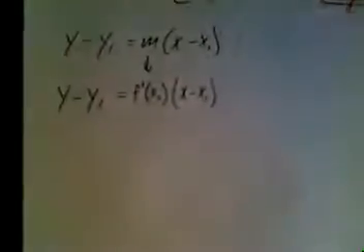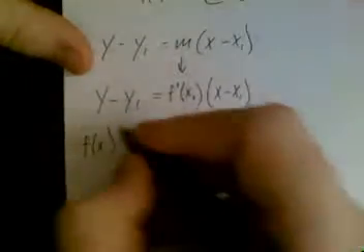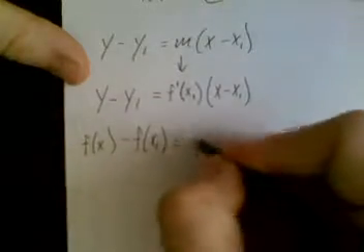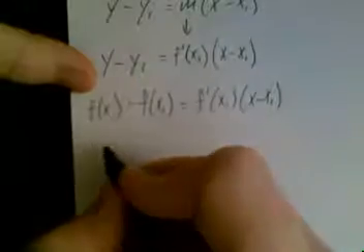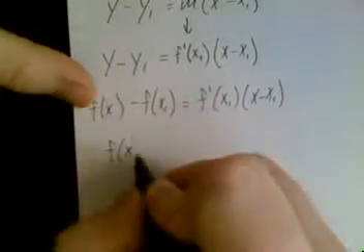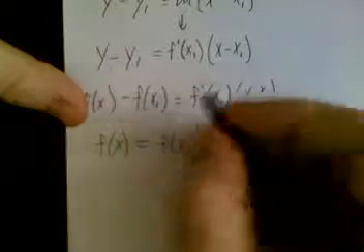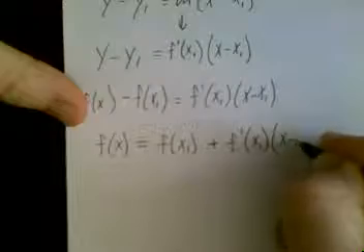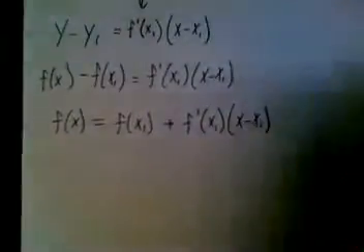Now, I'm going to rephrase this in a certain way. I prefer f of x for y and f of x1 for y1. So this is equal to f prime of x1 times x minus x1. Therefore, f of x is equal to f of x1, adding this to both sides, plus f prime of x1 times x minus x1. Now everything's in terms of x's.